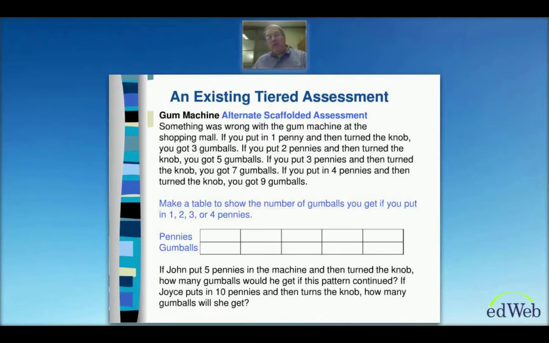So one of the things that we might be able to do then is to provide a scaffold in which we help them to organize the information. So if we say make a table to show the number of gumballs you get if you put in 1, 2, 3, or 4 pennies, now they're going to get 1, 2, 3, and 4 across the top, but they're going to get a sequence of odd numbers along the bottom. And just organizing it, as I noticed some of you were suggesting about that last activity, is a great way to help kids. It's always going to be something that is a support that's going to help strugglers.